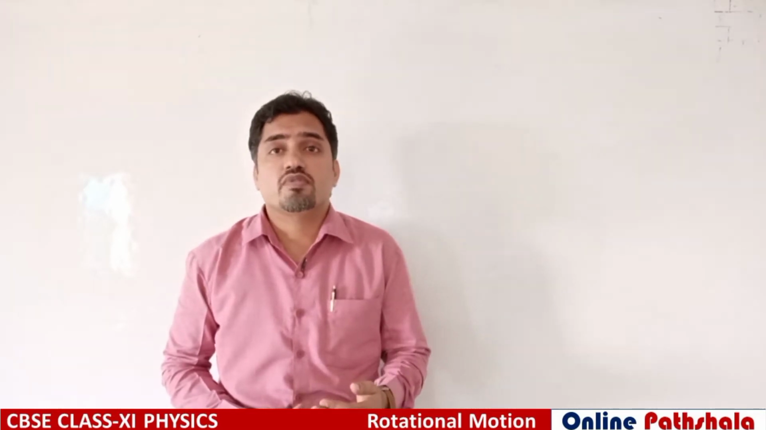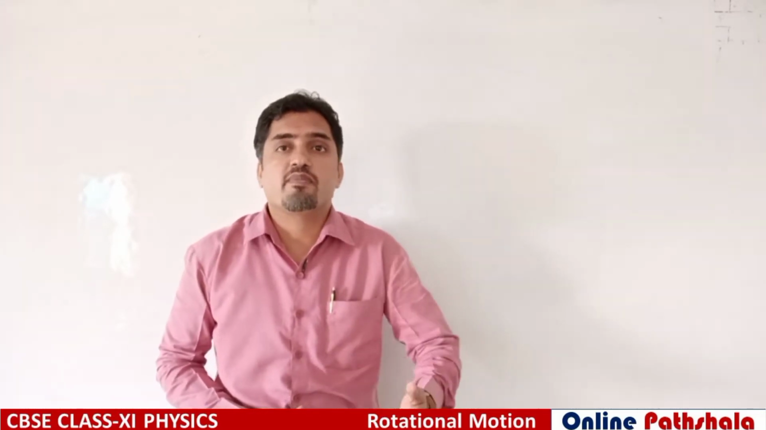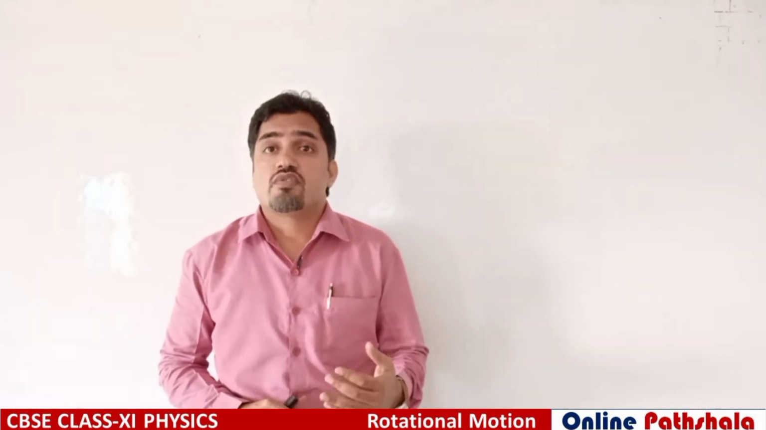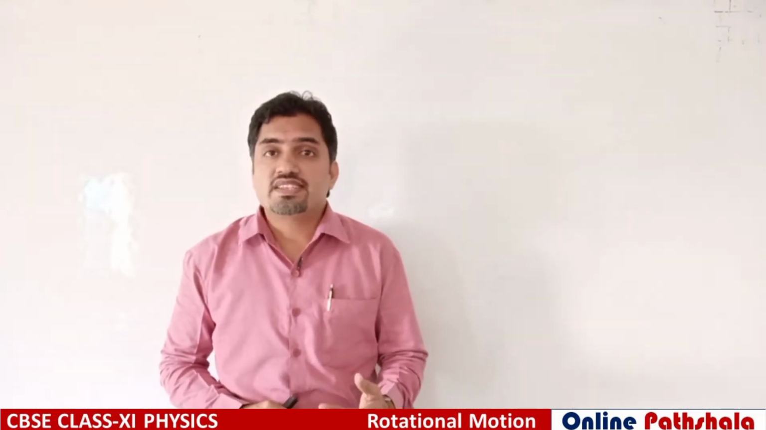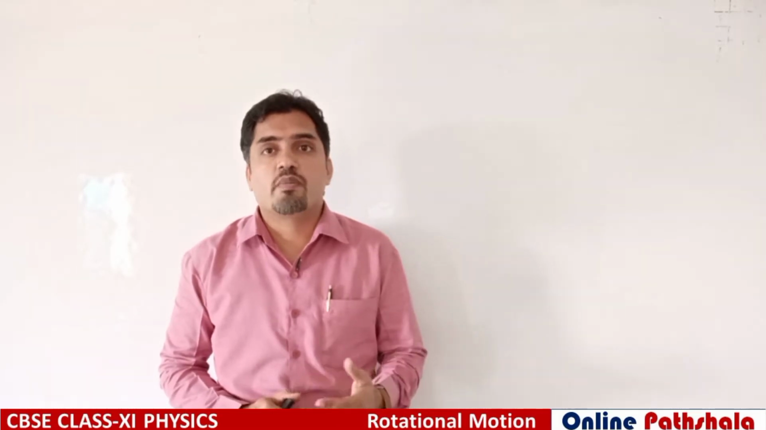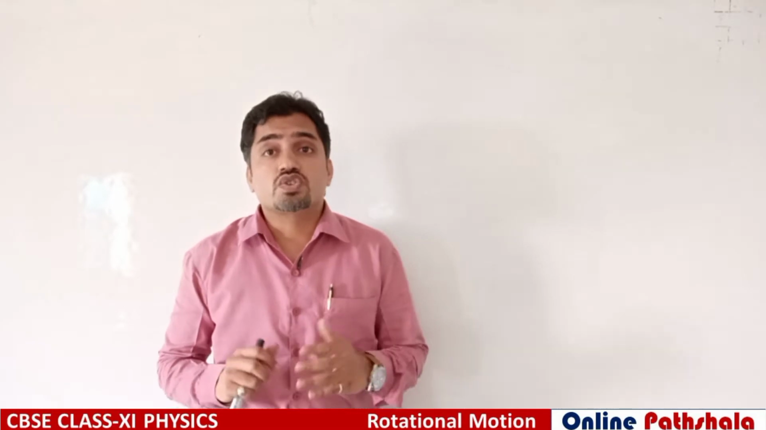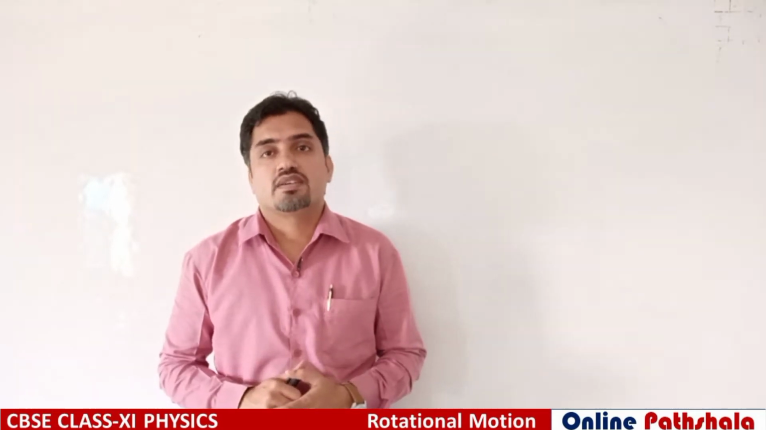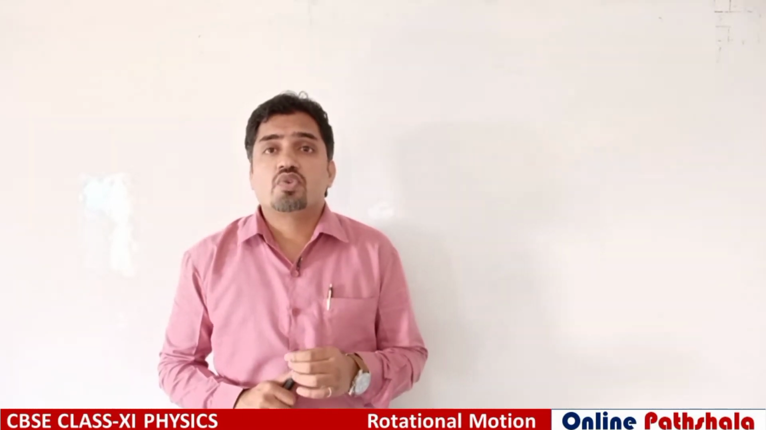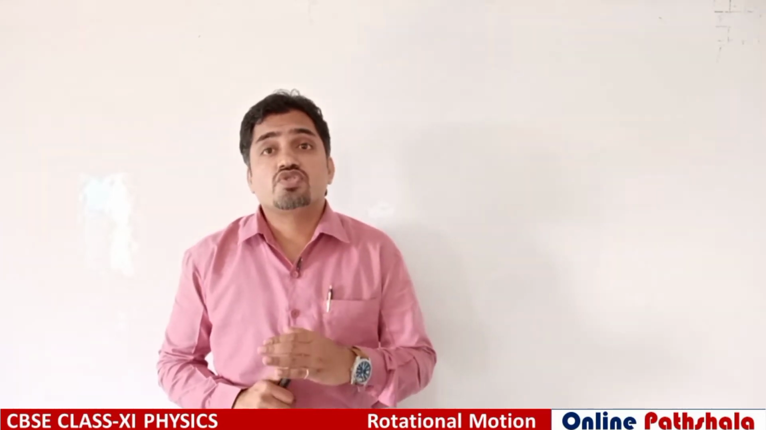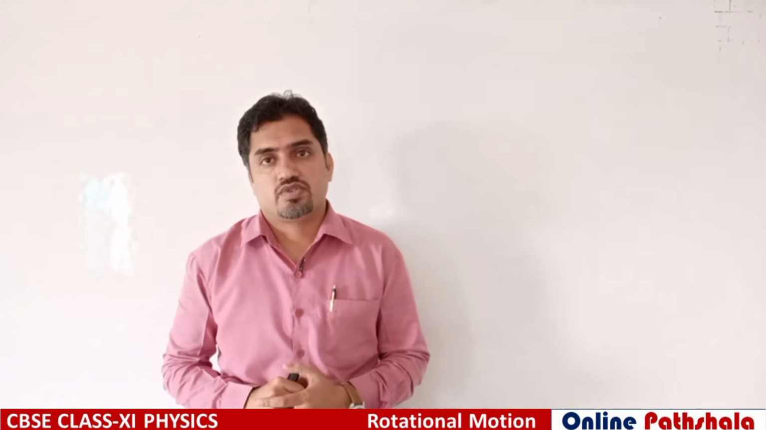We have covered all types of moment of inertia of all types of bodies, like moment of inertia of a ring, moment of inertia of a rod, moment of inertia of a disc, moment of inertia of a spherical shell, moment of inertia of a solid sphere. But what do we have to do when we have to change the axis of rotation?